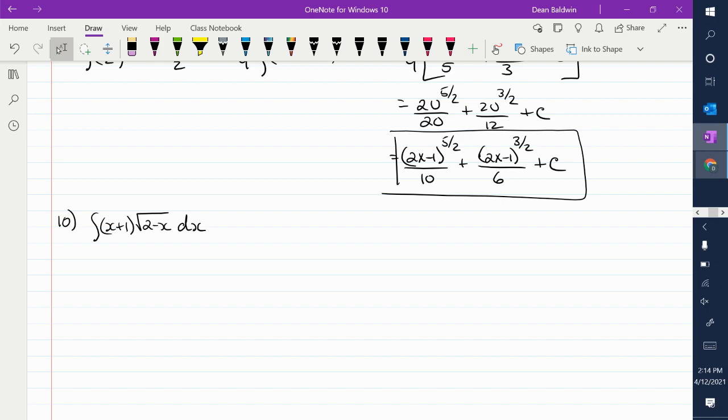Go. Root x plus 1 times root 2 minus x times dx. First question, what would u be? Two minus x is u. What's inside the square root? Go.